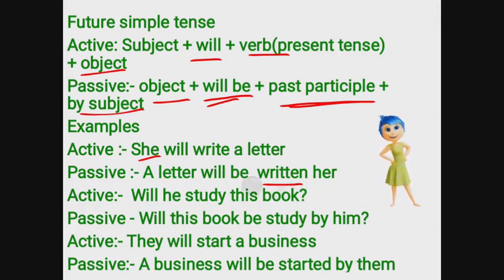Let's look at example 2. Will he study this book? This is a question. Now it's starting with your modal verb, which is will. So it remains will, and instead of he, this book is the object. Now it becomes: will this book be studied? It's supposed to be studied, because the pattern of study is study, studied, studied. So: will this book be studied by him? Supposed to be studied, not study.